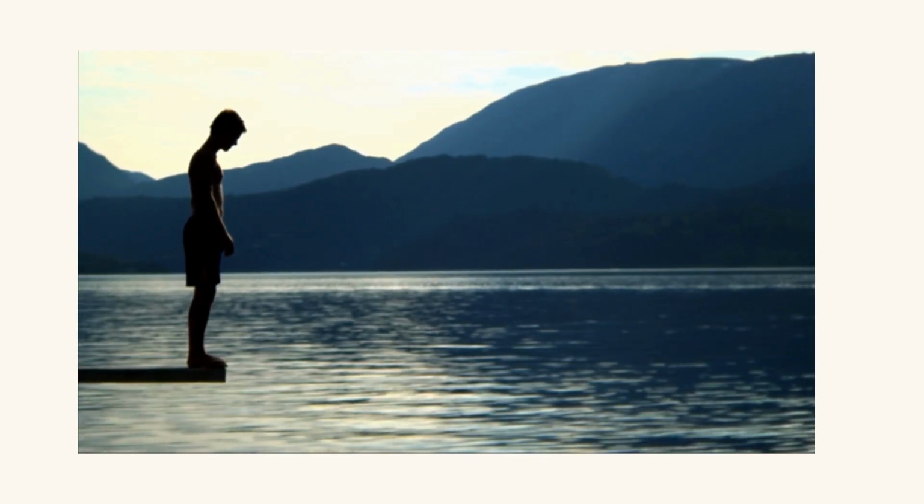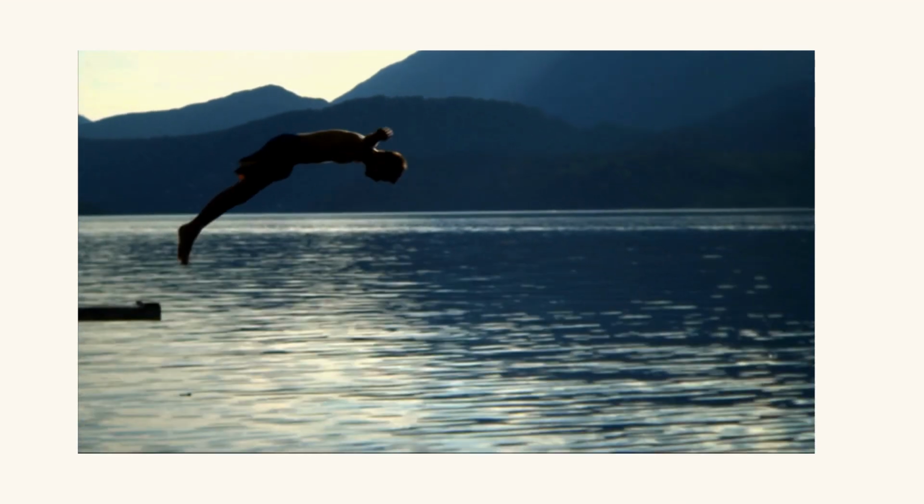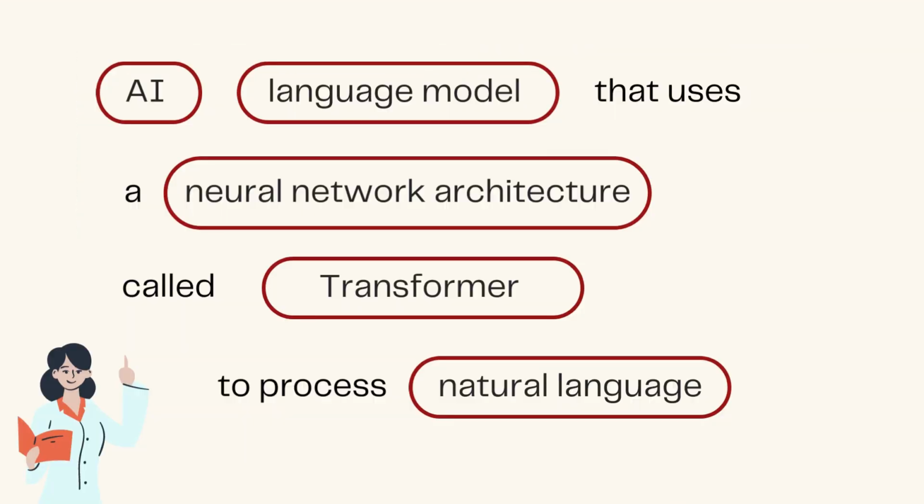So now that we know what ChatGPT is in plain words, let's dig a little into the technical component of how it works. ChatGPT is an AI language model that uses a neural network architecture called Transformer to process natural language. Now I know this sounds like a lot of words, but we're going to try to break them down to simplify this meaning.